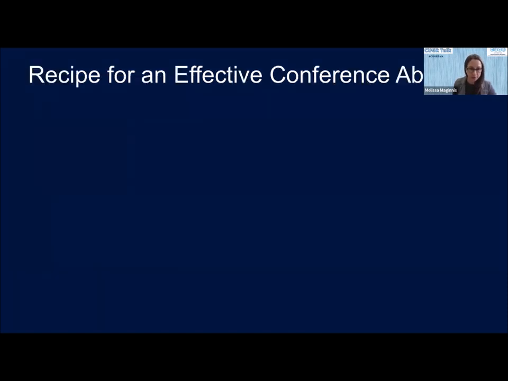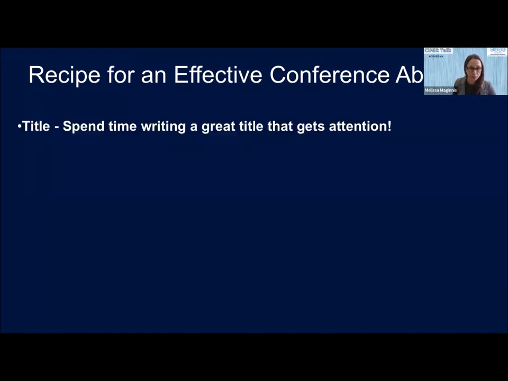So here's the recipe for writing an effective conference abstract. The first thing is your title. And the title should not be overlooked, because people are going to read your title first to determine if they want to read more or go to your presentation, just like you would read the title of a book first to determine if you're interested in reading it. So you want to have a good title that is going to capture the attention of your audience.